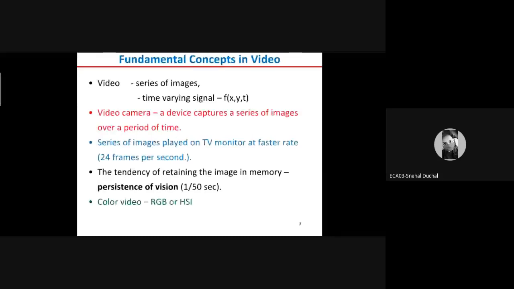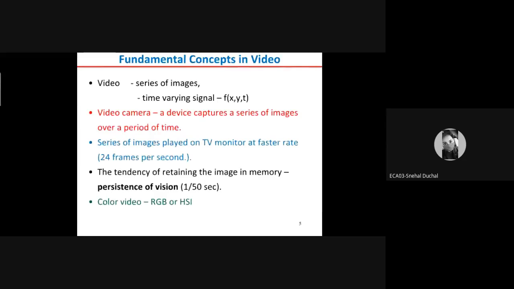Okay, so we'll continue. Basically, a video is a sequence of images, so we can call it a series of images. In a video, there are a number of images in a single frame, so it consists of a sequence of images, and that is referred to as a video. There is a continuous change in the frames, so we can call it a time varying signal.